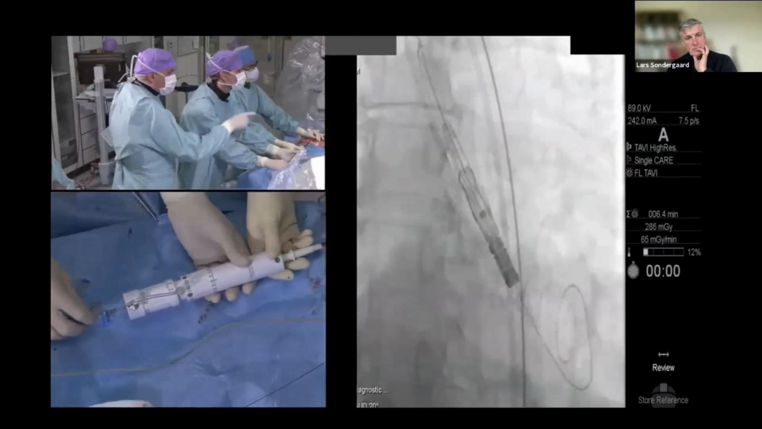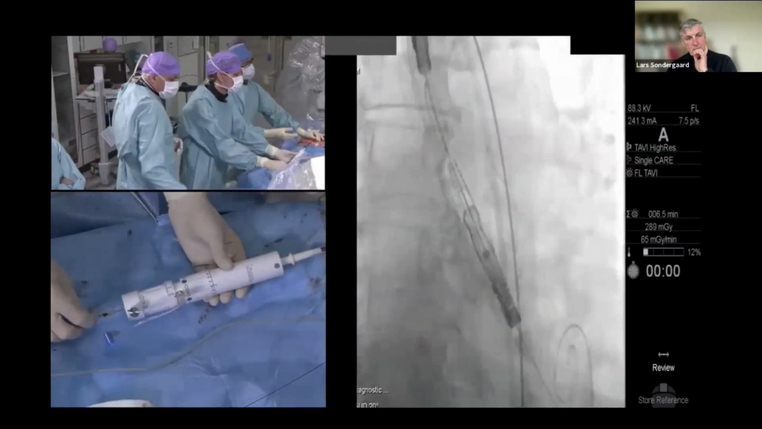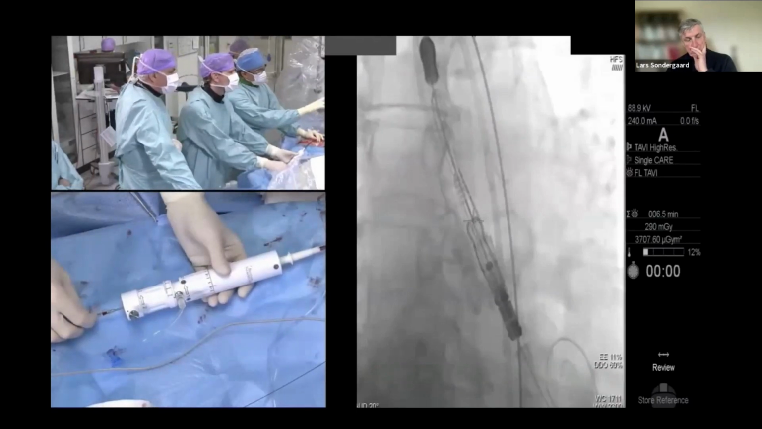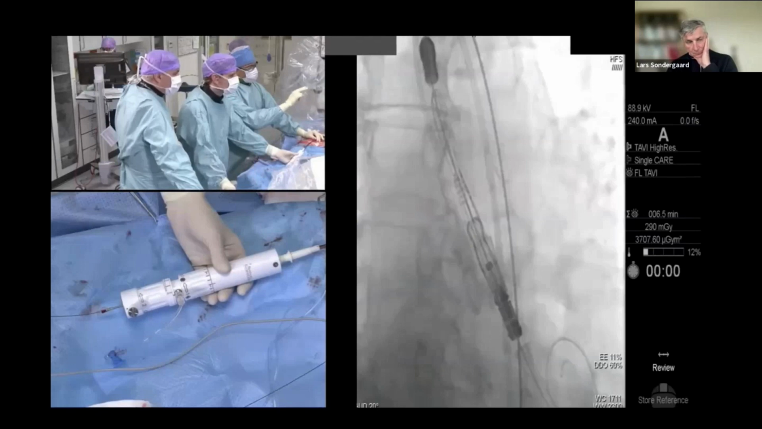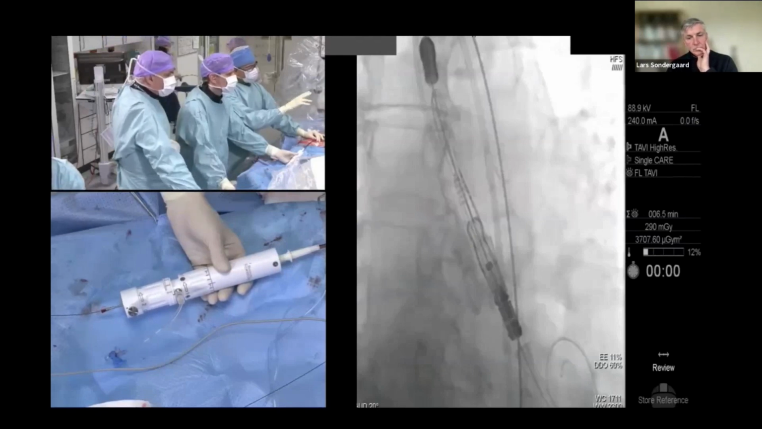Let's go a bit deeper, maybe. And just say, how are you going? What is your navigation point here? So we can see the marker in the middle of the stent frame. Yeah, that radiopaque marker. That marker should be positioned right above the annulus, basically. And the annulus is indicated by the pigtail.